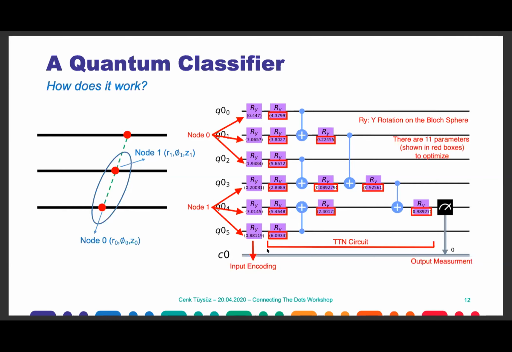Then we have this 3 tensor network circuit, randomly initialized, and then when we run this circuit, we get a measurement result of 0 or 1. The parameters here you see in the red boxes are our training parameters that we train. And these are, as you do in a deep neural network, randomly initialized, and you try to learn these parameters.